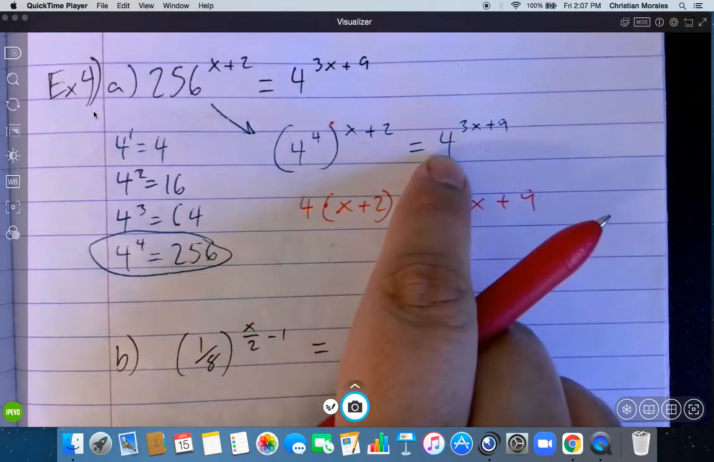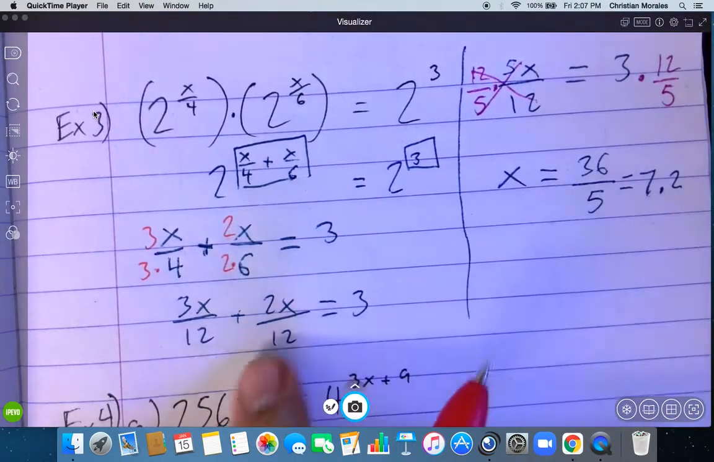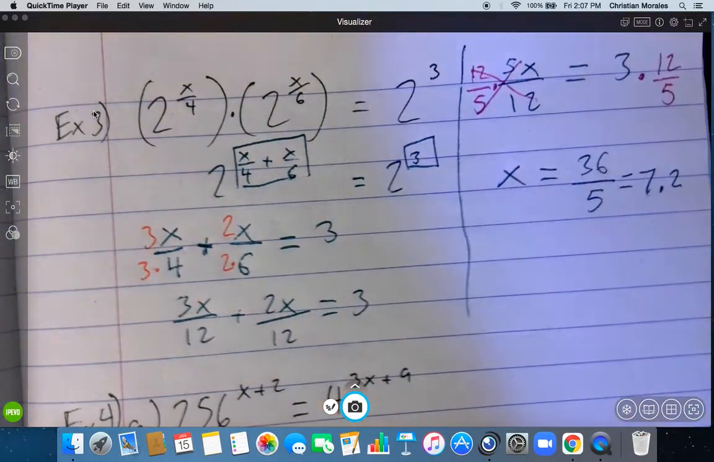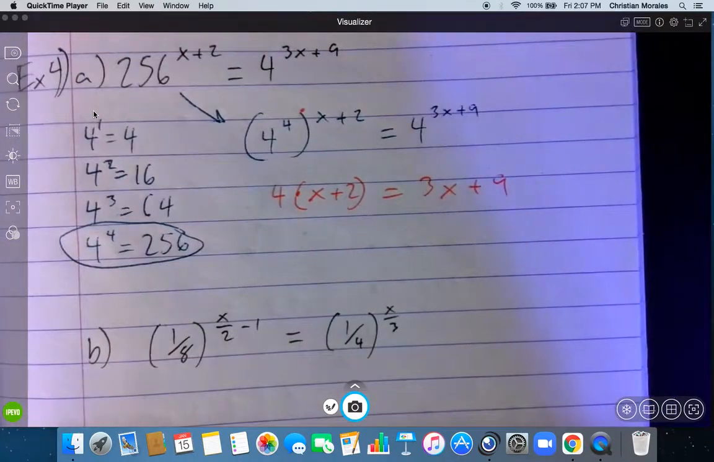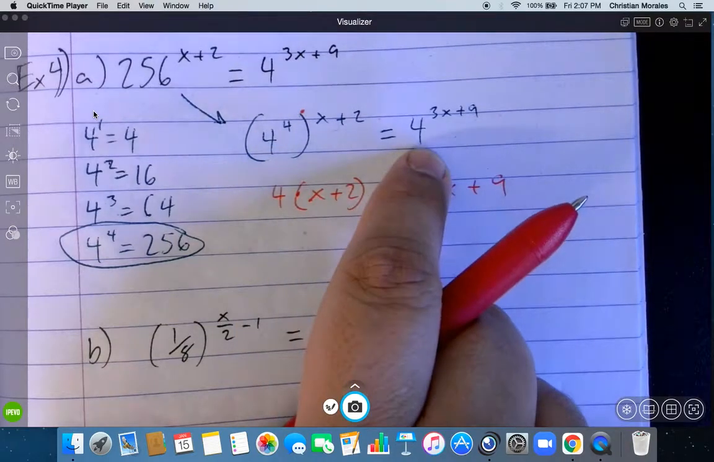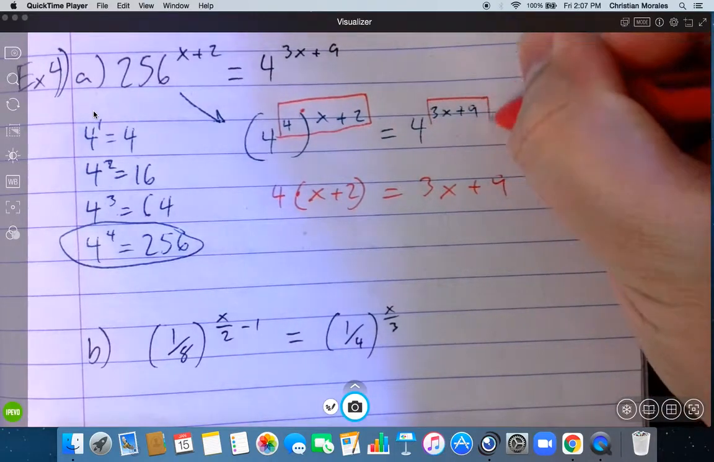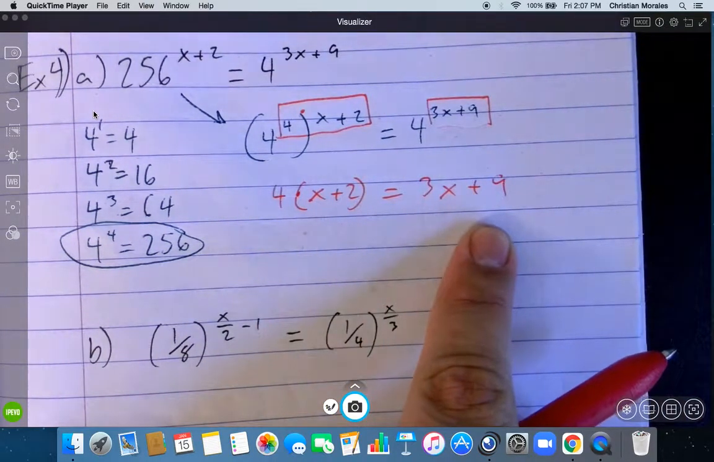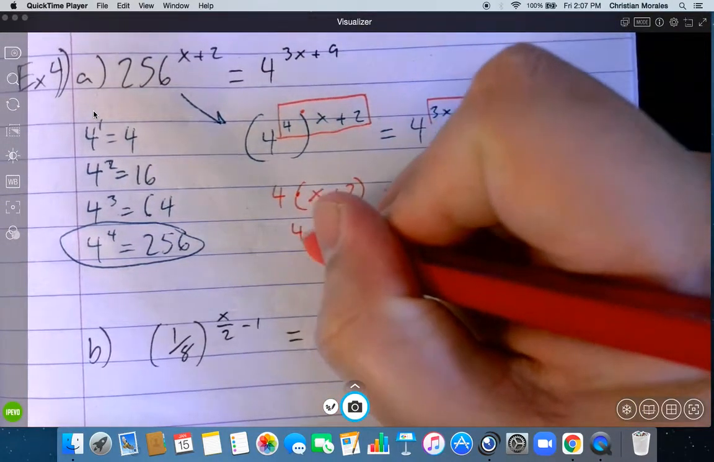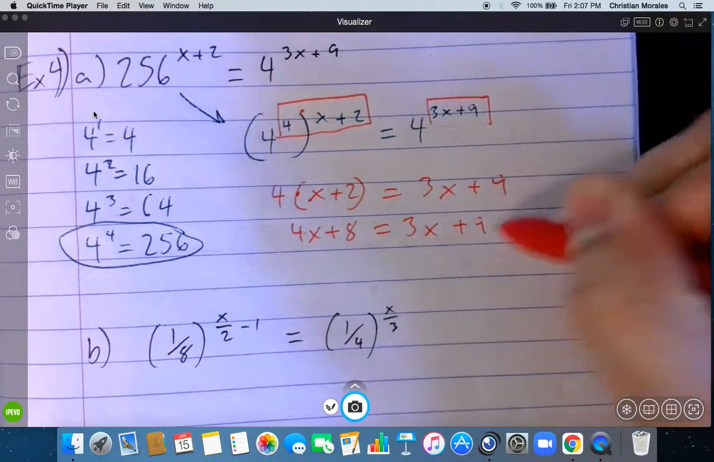Now, what about the 4's? Well, remember how in the last problem up here, I didn't worry about the 2's because they were the same? This is the same situation here. I'm not worrying about the big number 4, because they're already the same number. What is not the same are the exponents. So now my focus shifts to the exponents. So I distribute, I get 4x plus 8 equals 3x plus 9.